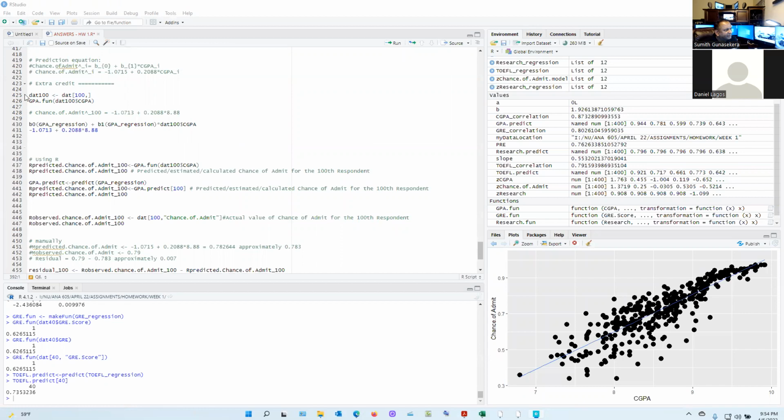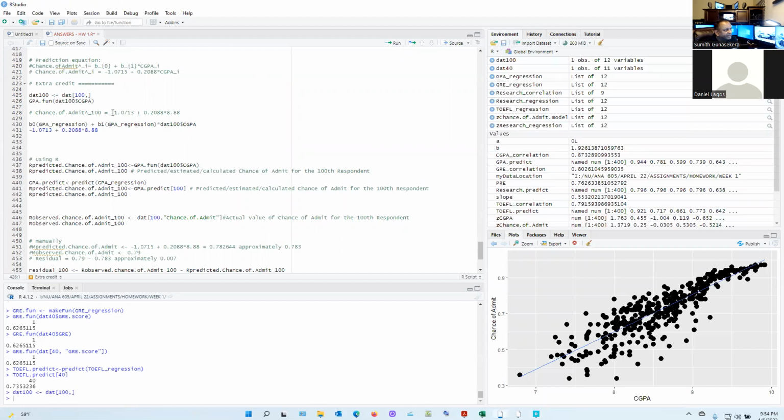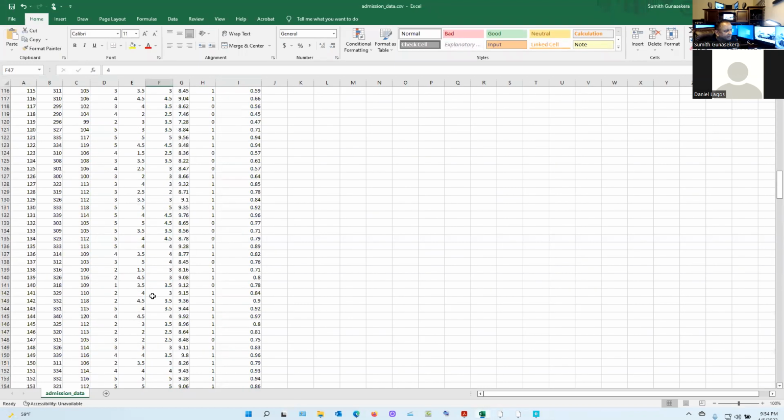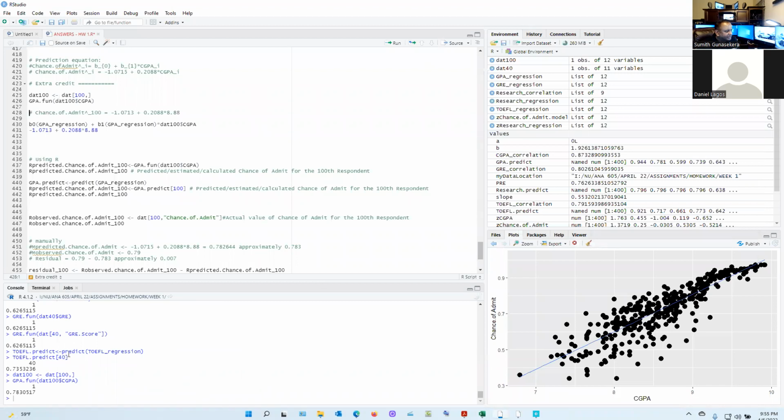In the data, I created the 100%. Go to the 100%, all the entries. Then I really focus on the CGPA. That guy, his CGPA, 100% CGPA is 0.7830. And 101 is 0.79. We got 0.78. We go to the data and then CGPA, that 100.